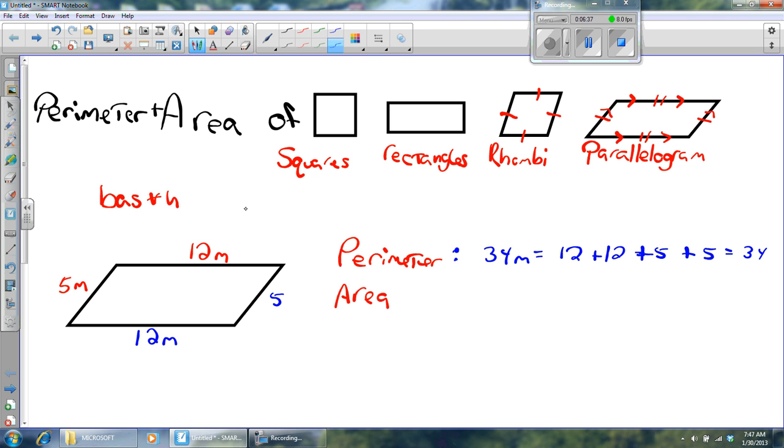Okay, now some of you are saying, Mr. Lawrence, I just do 5 plus 12, and then I multiply it by 2. Well, guess what that equals? 34 meters, right? So I really don't care how you do it as long as you're doing it in a valid way that gets you the right answer.